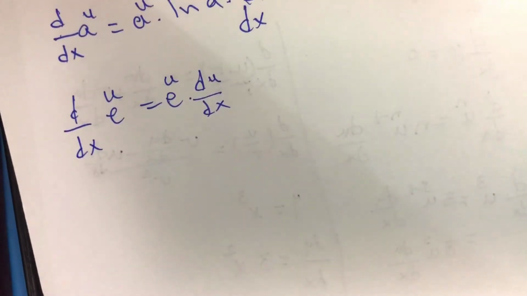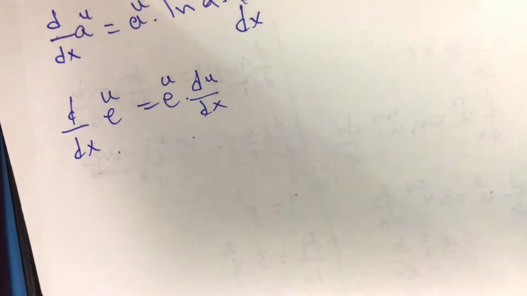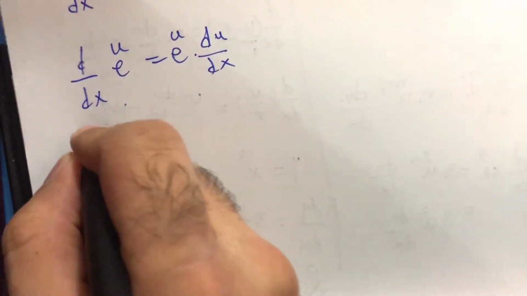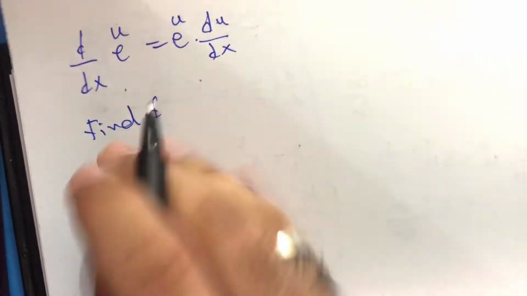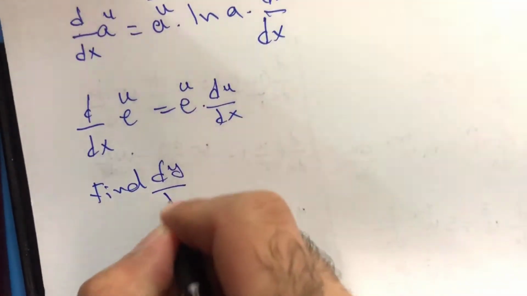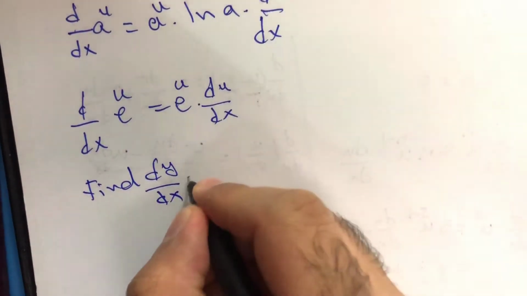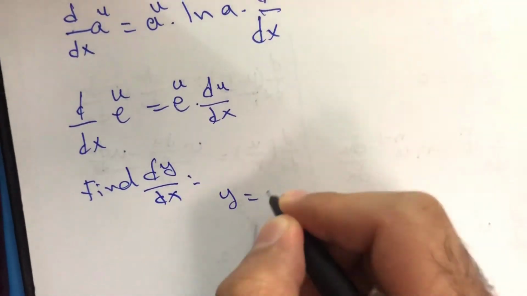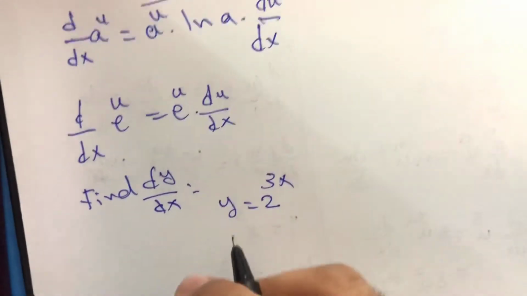Let us take examples to illustrate this law. For example, let us find dy by dx for the following functions. The first function will be y equals 2 to the power 3x. This is the first function.